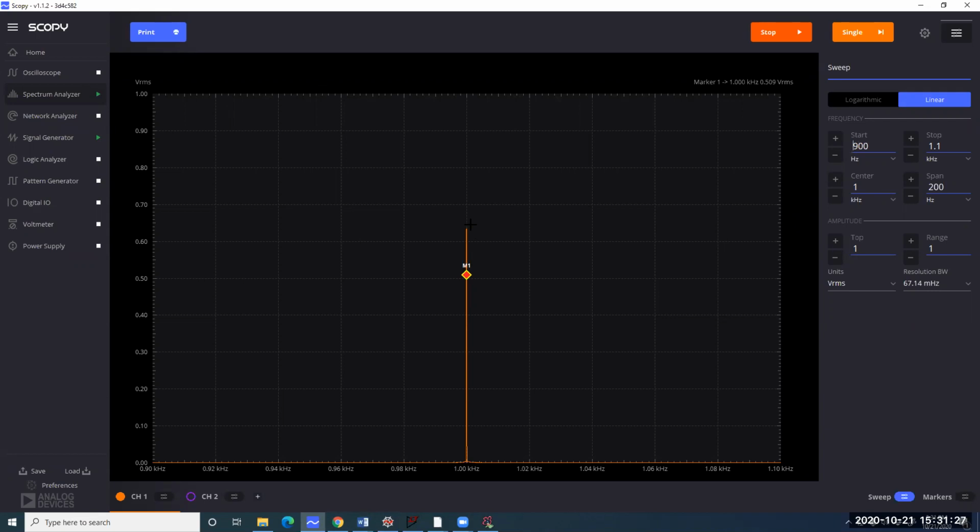Now, this is the nature of any kind of measurement system like this, okay? And so you just have to be careful when you're interpreting the results. If you're trying to compare two things, like two different signals, you've got to make sure that you're in the same frequency range.